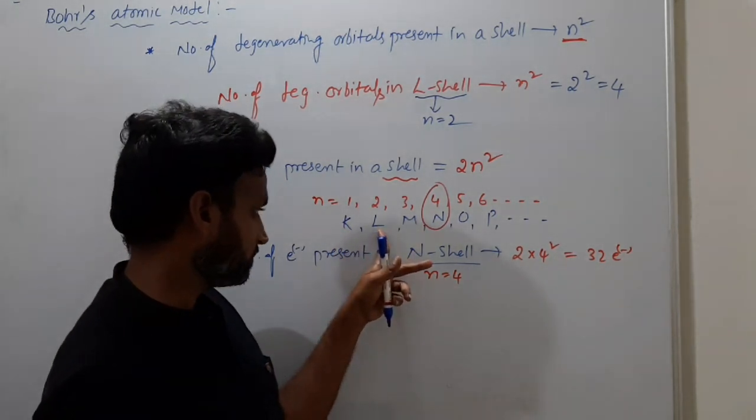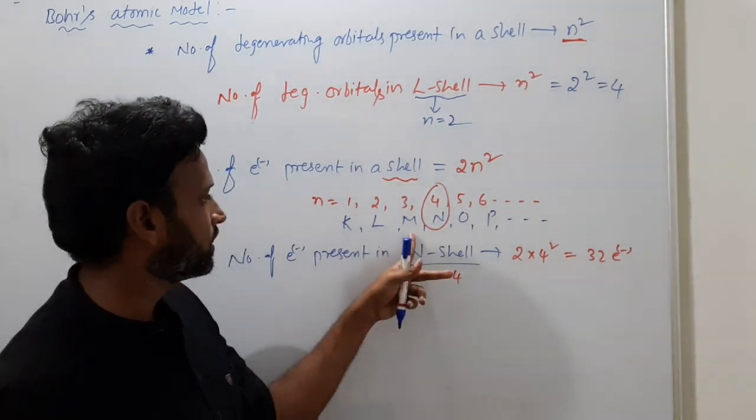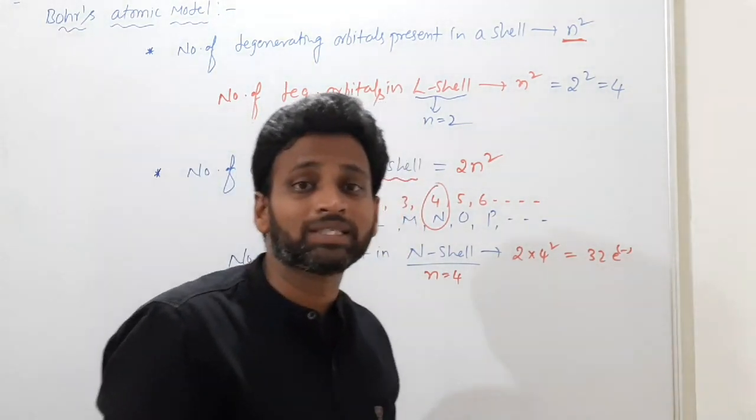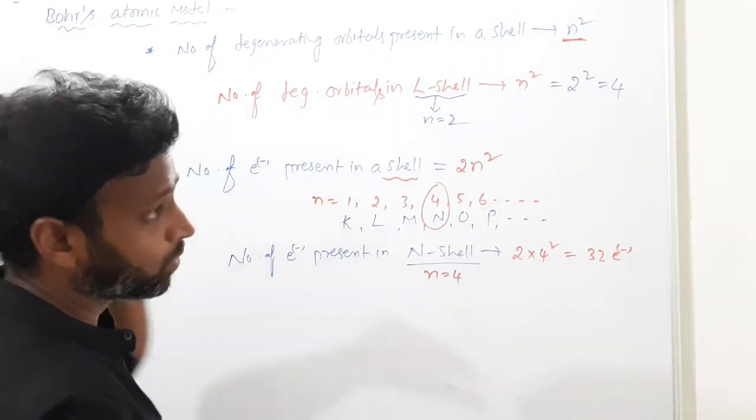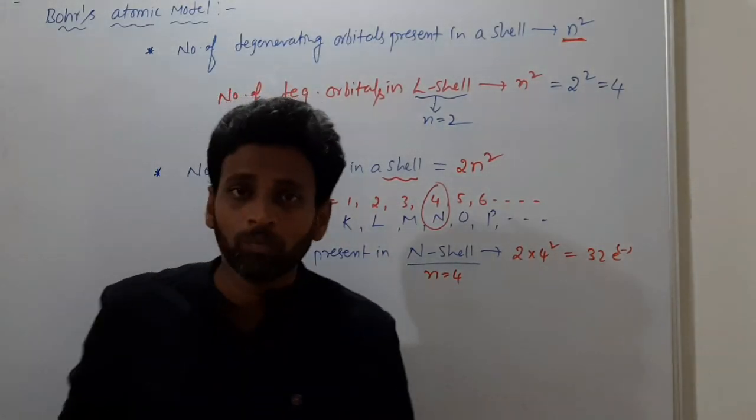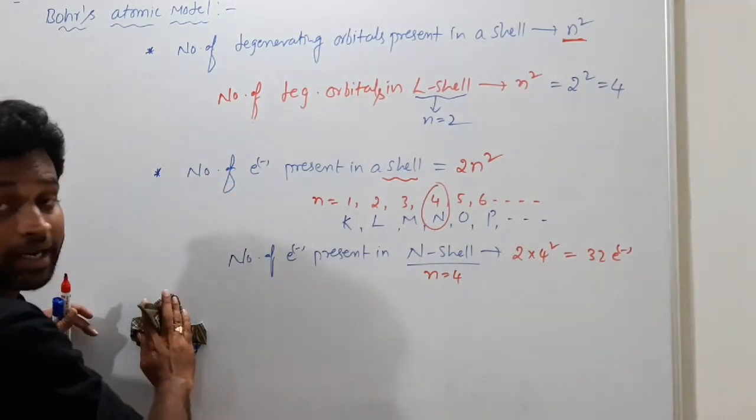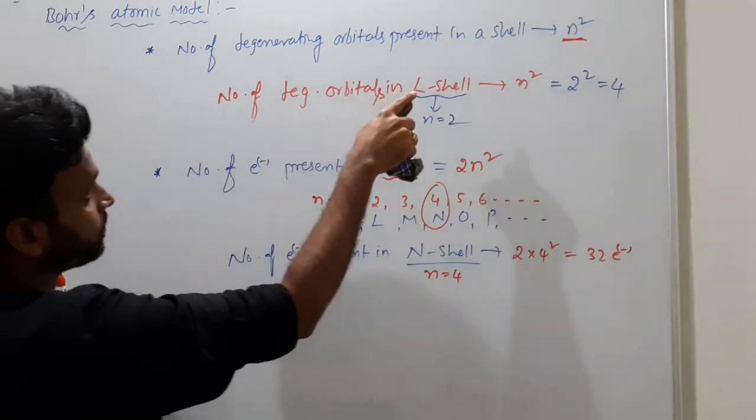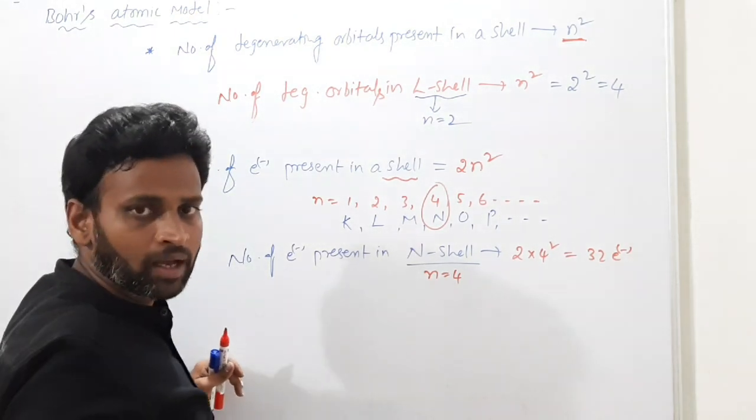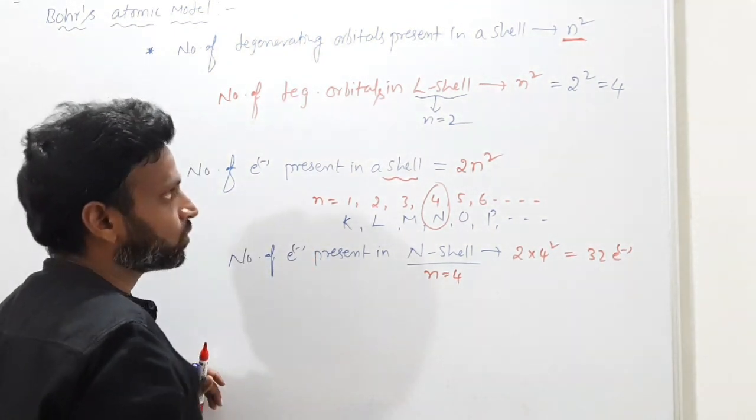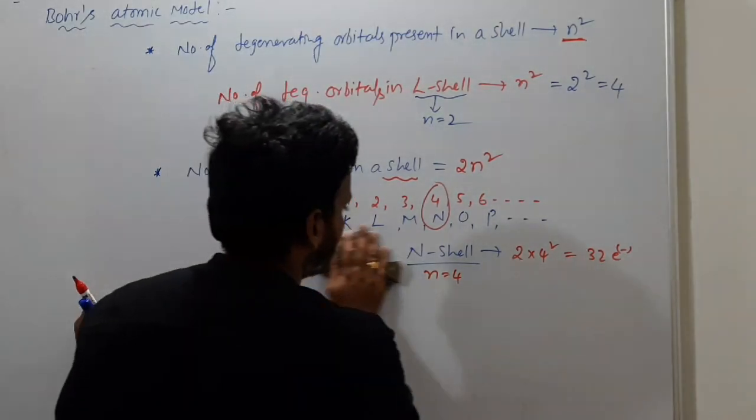For the second shell, 2 into 2 square, like that. In the M shell, like that. How many electrons are present in a shell? We can get this by using Bohr's atomic model. So among Bohr's postulates, all we discussed, these two are also very important. Write down everyone: the number of degenerate orbitals. About degenerate orbitals, I will give you very clearly in quantum numbers. Don't worry. A few students know this already, and the remaining can also understand.